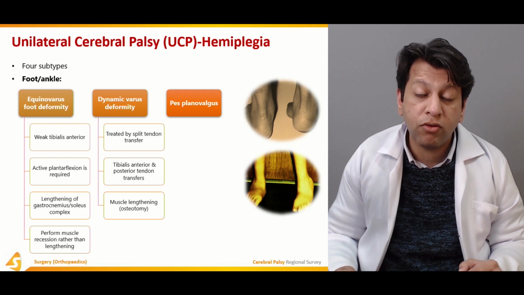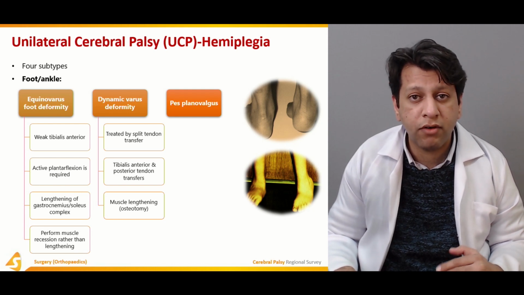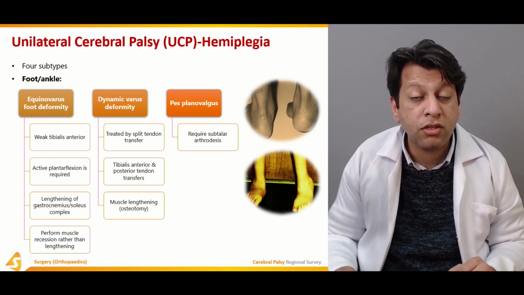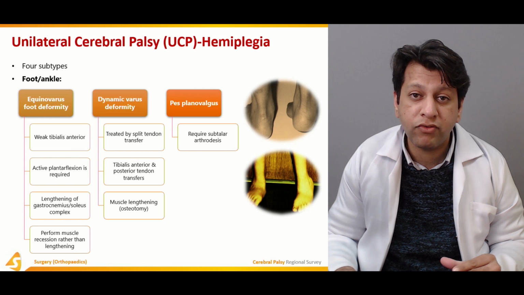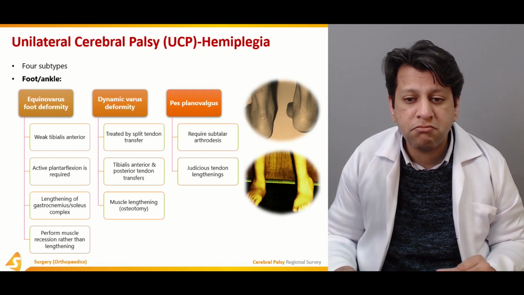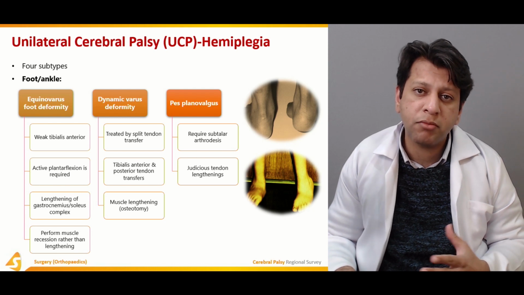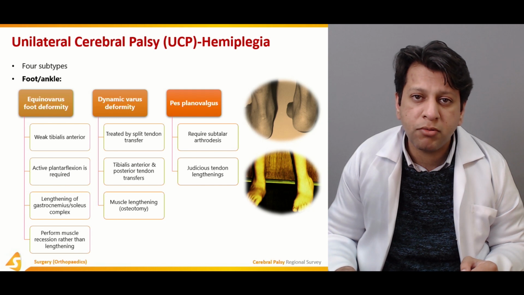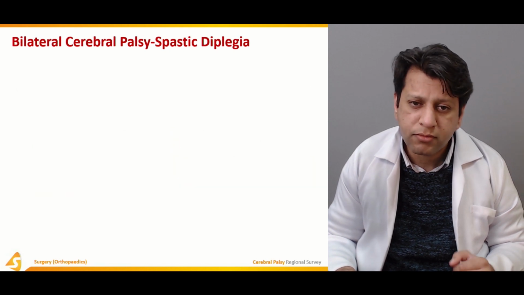Other is pes planovalgus, that is usually a flat foot deformity as well. This usually requires subtalar arthrodesis because these patients usually have subtalar instability. Maybe tendon lengthening may be helpful, but sometimes if you're done with the arthrodesis, then probably most of the time the problem is corrected.